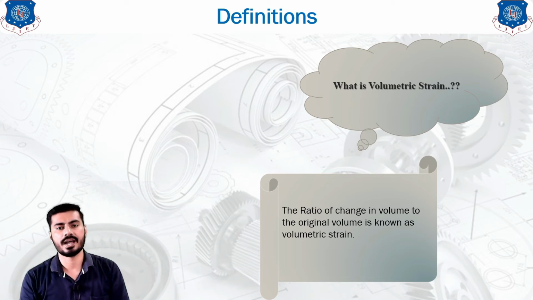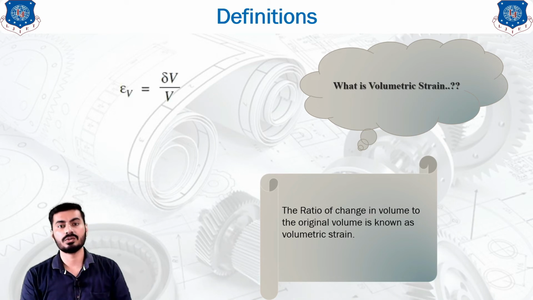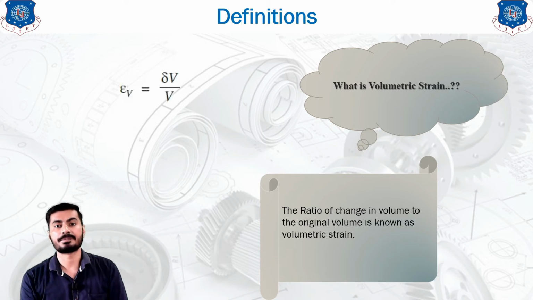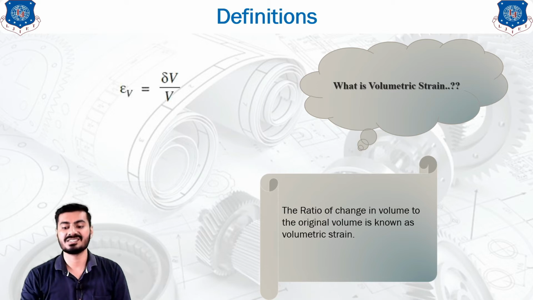And that's why we need to consider the volumetric strain, that is, how much volume is going to change due to the application of the force or stresses. The mathematical form of the volumetric strain is denoted by epsilon V, and epsilon V is nothing but delta V by V. Delta V is the change in volume, and V is the original volume. So this is the equation of the volumetric strain.